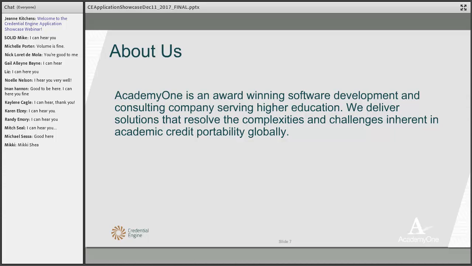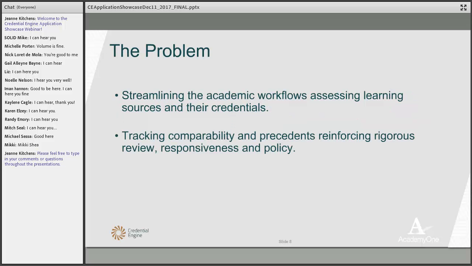AcademyOne works and delivers solutions that resolve the complexities and challenges inherent in academic portability globally that impact degree completion. Our tools primarily automate the guided pathways that higher education institutions, colleges, and universities publish and make available through admissions, processing, and so forth, so that students can follow a pathway to completion to earn a credential.